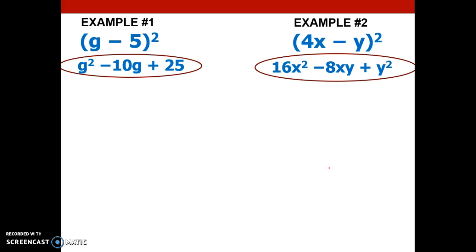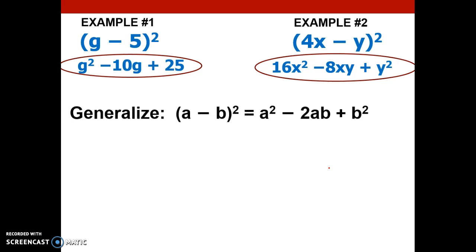Here are the two next to each other. See if you can identify a pattern, what's going on here. Hopefully you got this pattern right here. Very similar to the last one we talked about, except it's now negative in the middle. The first term squared, the last term squared. The middle is 2 times whatever your two terms are that you're multiplying.